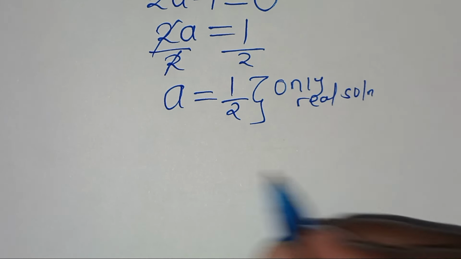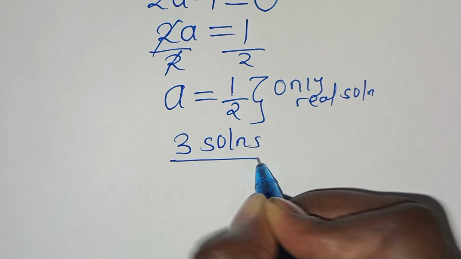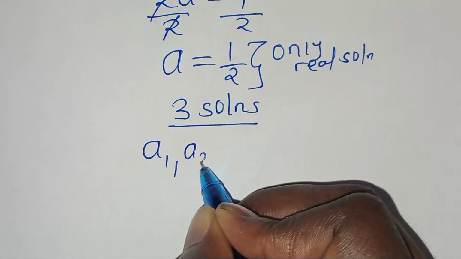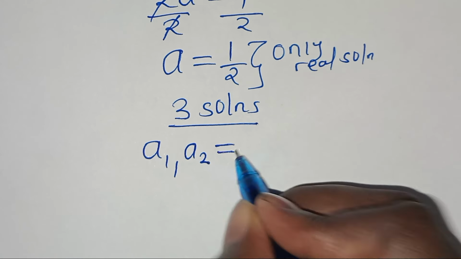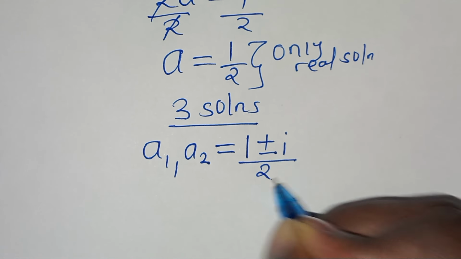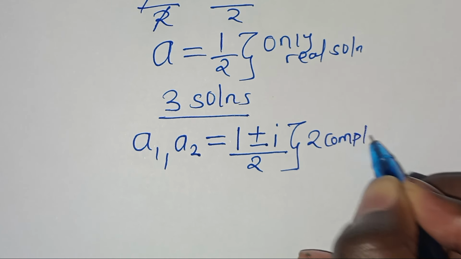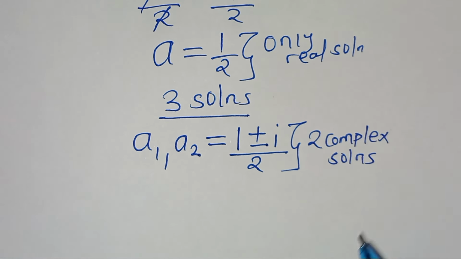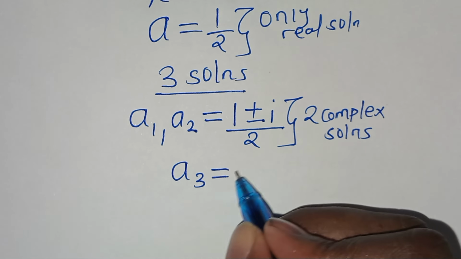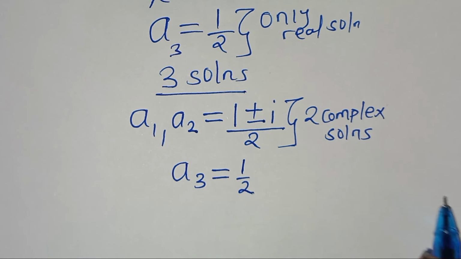Now, we have 3 solutions here. We have that a1, a2 is actually equal to 1 plus or minus i, everything divided by 2. So these are two complex solutions. And we have only one real solution here, which is a3, which is equal to a half.